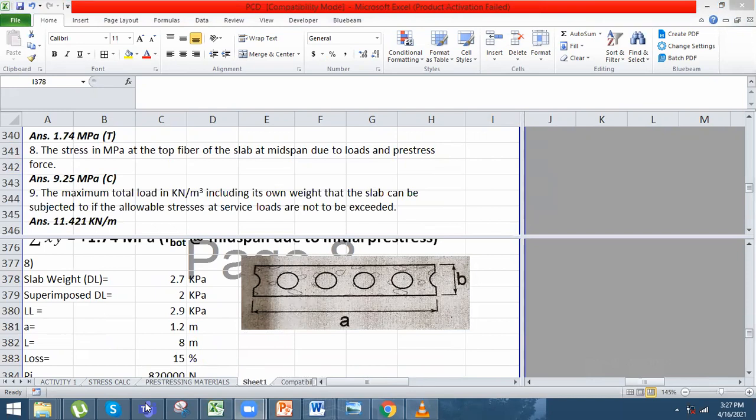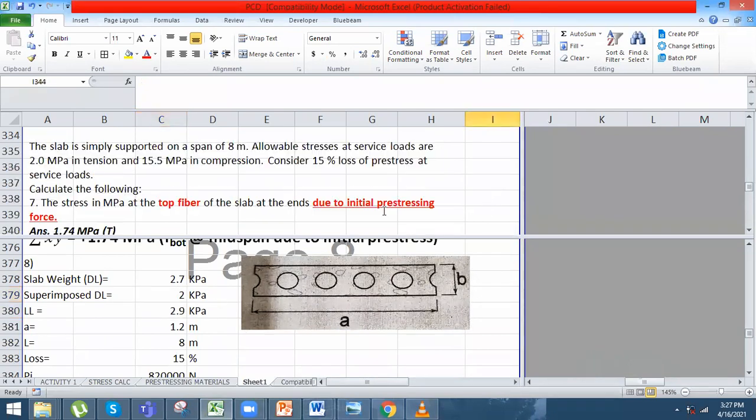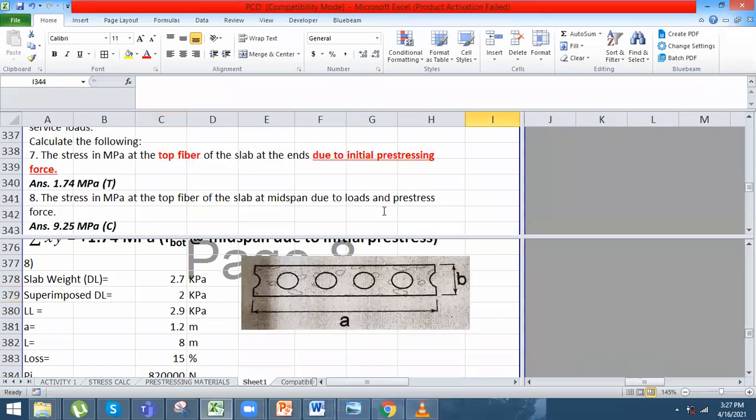Ang gagawin natin dyan guys is ganito. May slab weight tayo na 2.07 kilopascal. Tapos may superimposed dead load na 2 kilopascal. Ayun, may live load pala 2.9 kilopascal. Binigay ba siya dito?